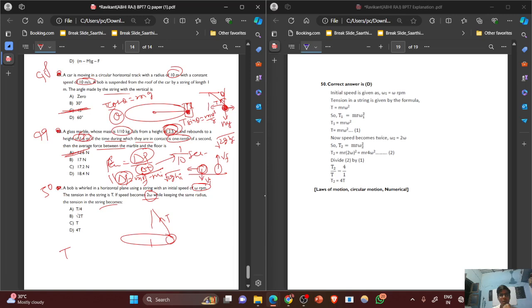If a ball is moving in a horizontal plane, it is acting in this way. So tension is m omega square r. This is your first tension. Now in the second case, T dash will be m times 2 omega whole square into r, which is 4 times m omega square r. So it will be 4 times T, because m omega square r is simply T. Put T here and you get T dash equals 4 times T. So option D is your correct answer.